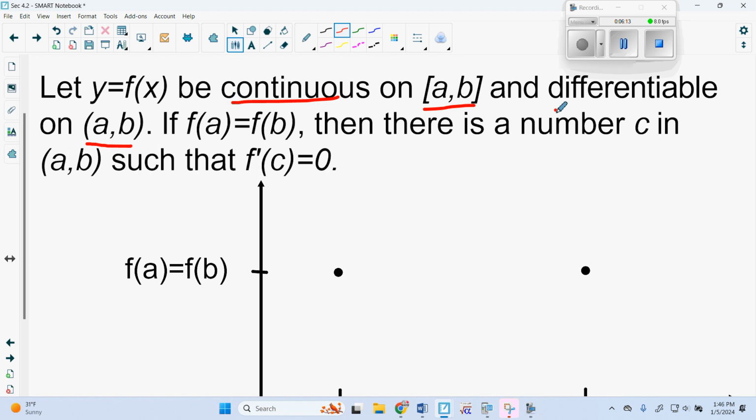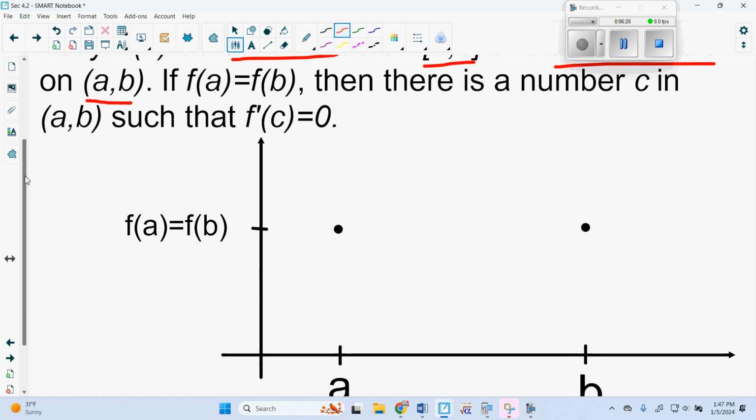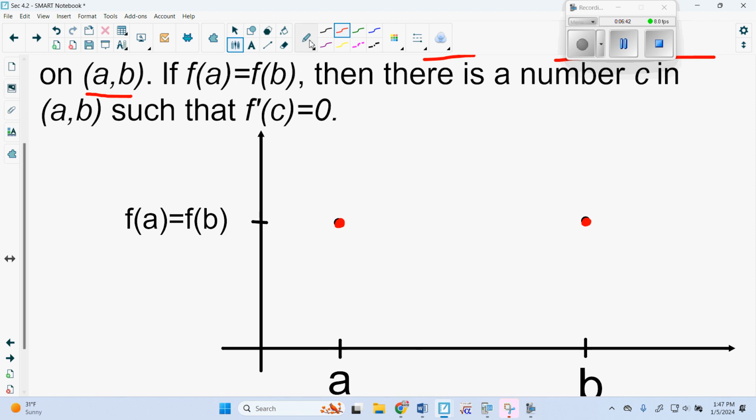To be differentiable on that same interval means there's no corners, there's no cusps. It's a smooth, nice, well-behaved kind of function. Now, if that's true, it's continuous and differentiable, then we know that if f of a equals f of b, and you can see in my graph here, then there is some number c on that interval such that the derivative is 0.